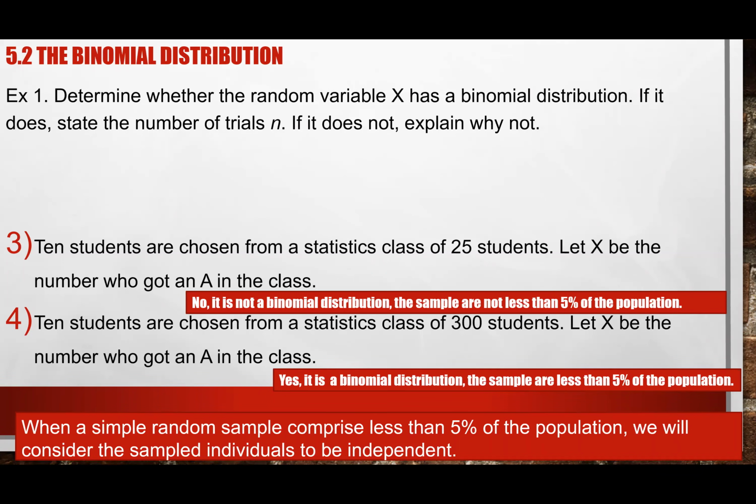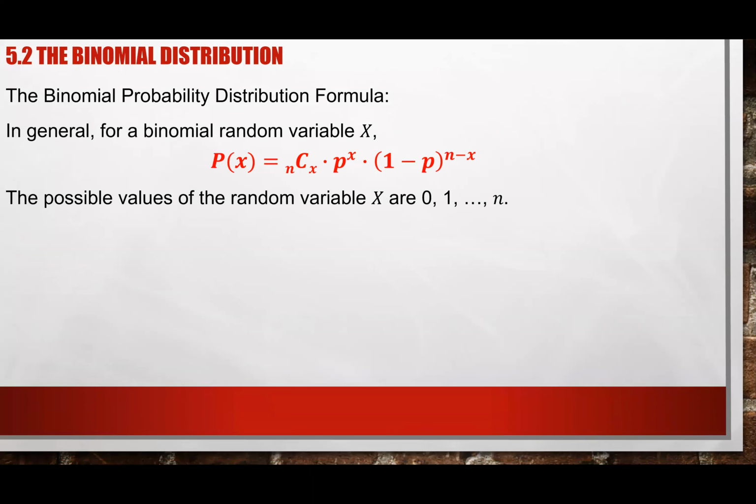One thing is that in 5.2, our main goal is not to identify whether it's a binomial distribution or not. Most of the time they will tell you that it is. Your goal in 5.2 is how to calculate the probability. There are 3 methods to calculate the probability of a binomial distribution. The first method is using the formula for the probability of X.